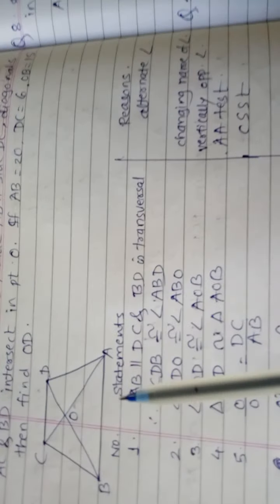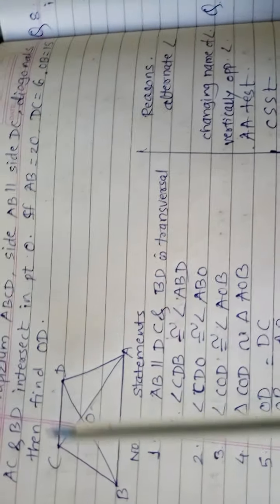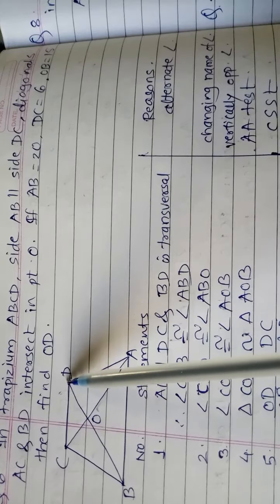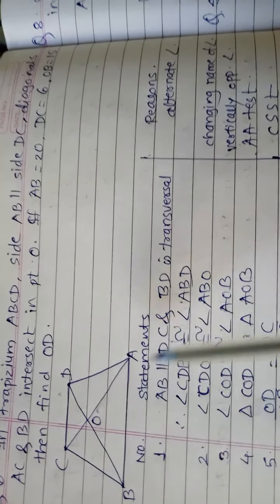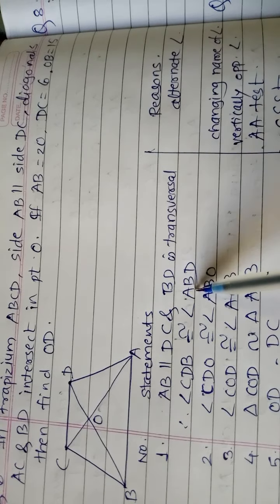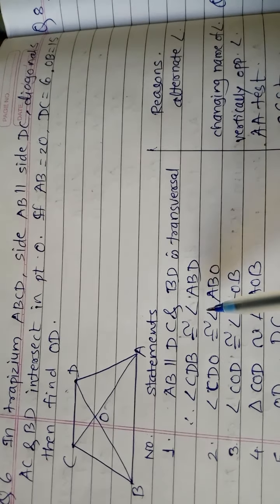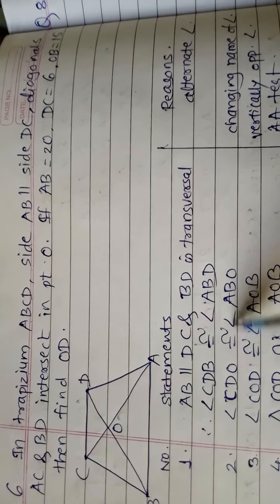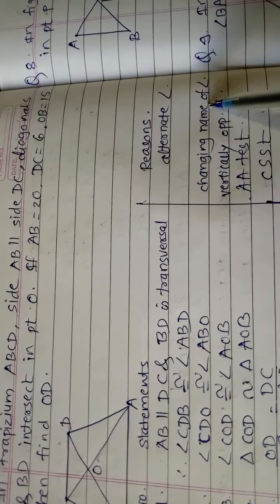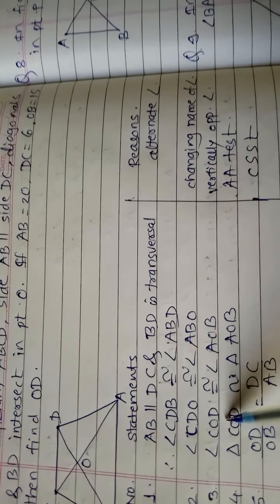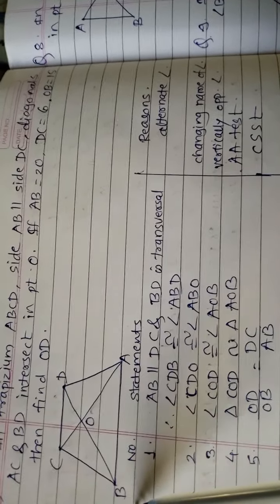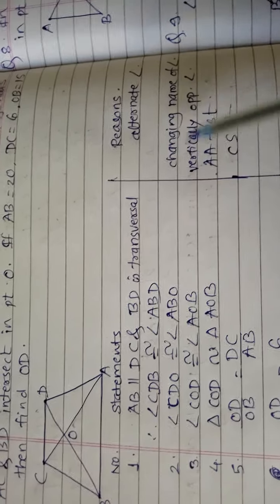Now see, again AB and CD are parallel to each other, and if BD is the transversal, then we can see the alternate angles, that is CDB is congruent with DBA, or ABD. Now we are going to change the name of the angle, that is CDO, and the next one is ABO. So CDO is congruent with ABO. The reason is changing the name of the angle. Now you can easily see the vertically opposite angles, that is COD and AOB.